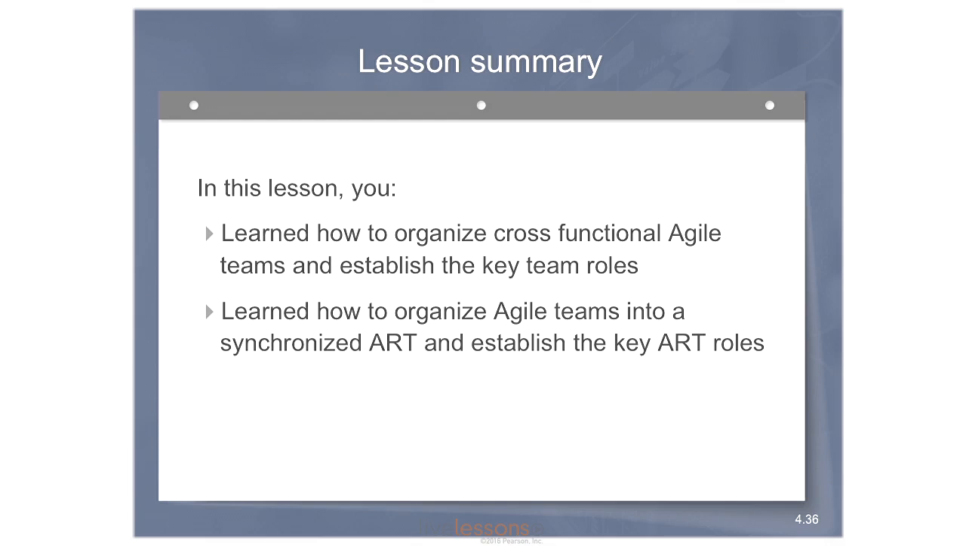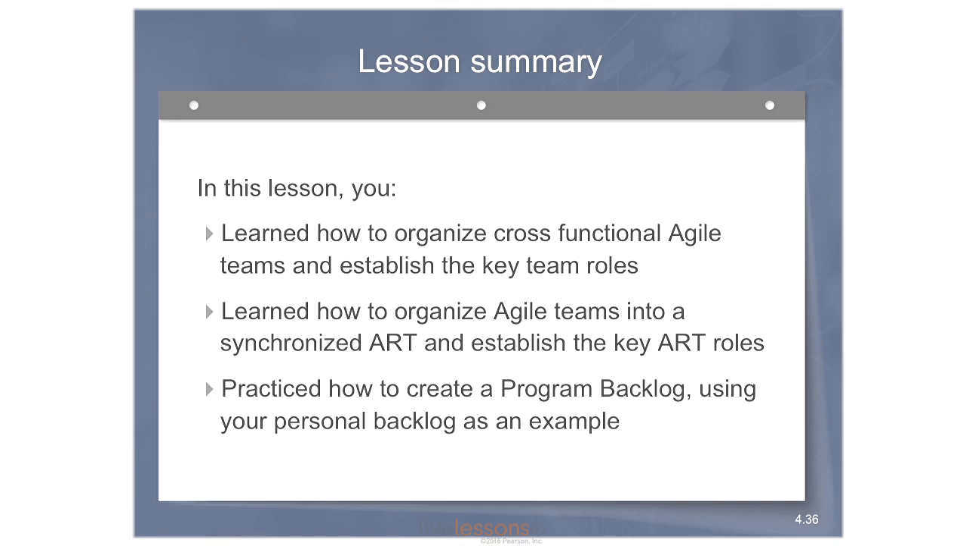and aligning their boundaries such that they can do integration at least at those points. We defined some key ART roles, including the release train engineer, the system architect, the product manager, the business owner, and a few others. We practiced how to create a program backlog, using your personal backlog as an example. And perhaps most importantly, we practiced prioritizing a real backlog with weighted shortest job first. So that's it for lesson 4. And now let's move on to lesson 5.